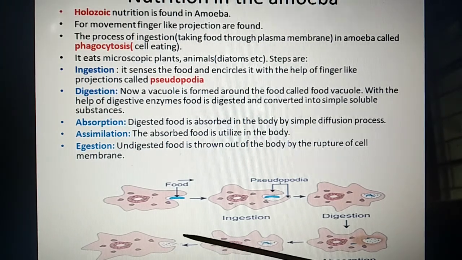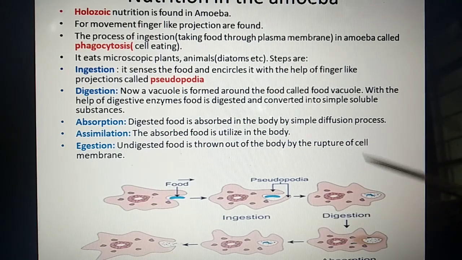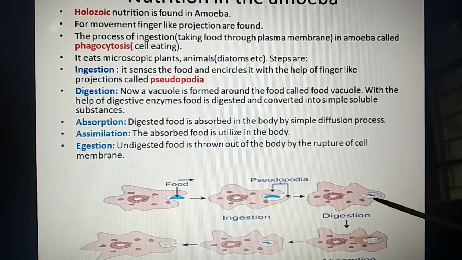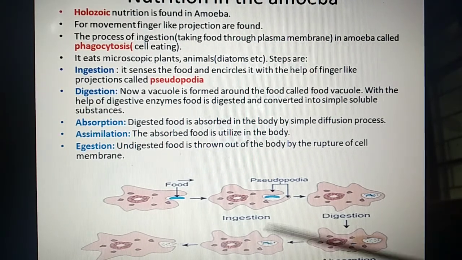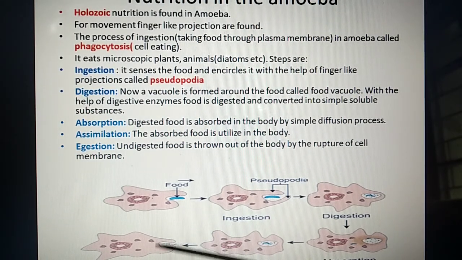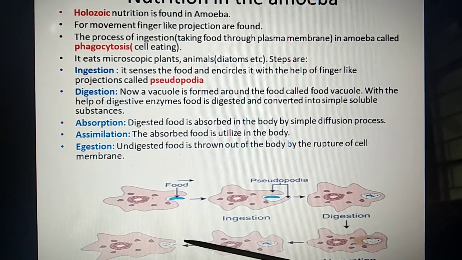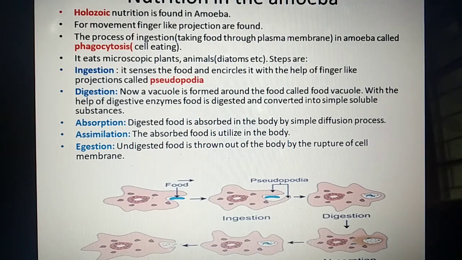This is the egestion. It means first is the ingestion, taking the food inside. Then second, digestion, breaking down of the food in the food vacuole. Then third is the absorption of that food. The next is the utilization in the body. Then last, by the rupture of the cell membrane, the undigested food is thrown away. This was the whole process of the nutrition in amoeba.